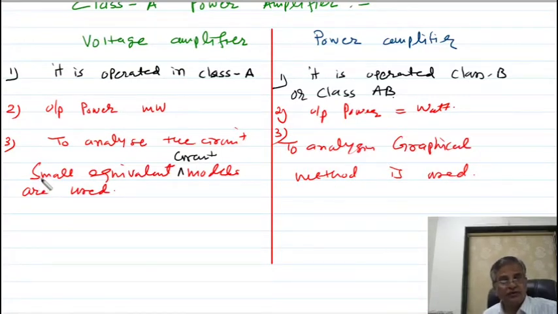Now, you may have guessed what kind of small equivalent models you will study. Already I think you studied hybrid parameters, H parameters, Y parameters, Z parameters. So different kinds of parameters are used to analyze the voltage amplifier.